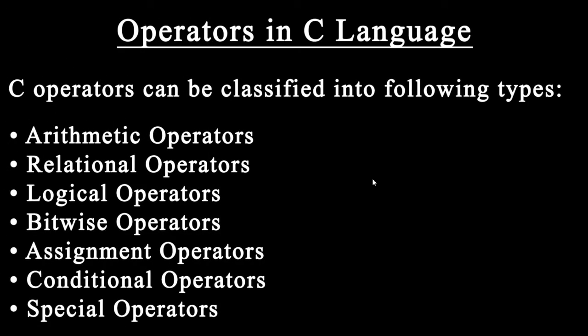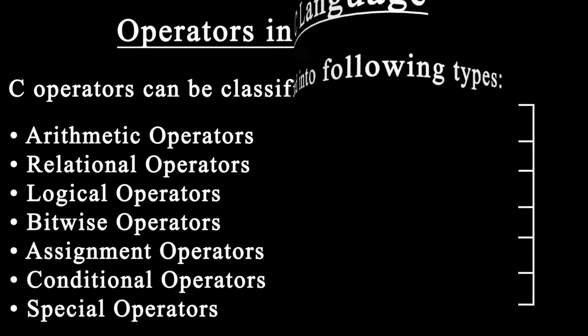So now let's see how many types of operators we have in C. C operators can be classified into the following types. Here you can see the first one is the arithmetic operators, then relational operators, then logical operators, then bitwise operators, then assignment operators, the conditional operators, and the special operators. So let us look at all these operators one by one.